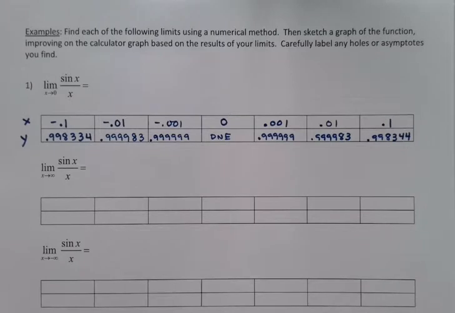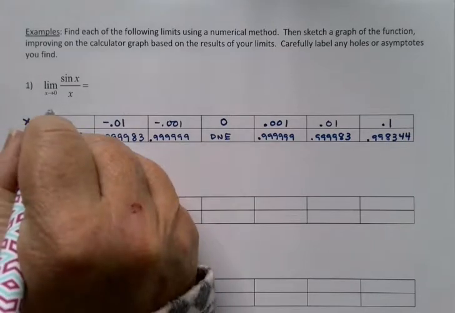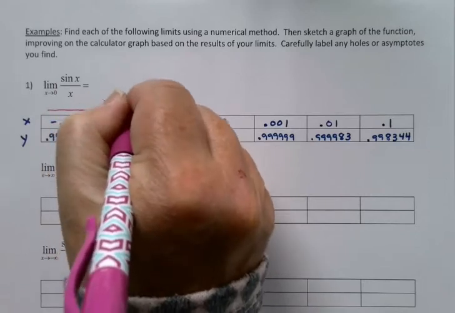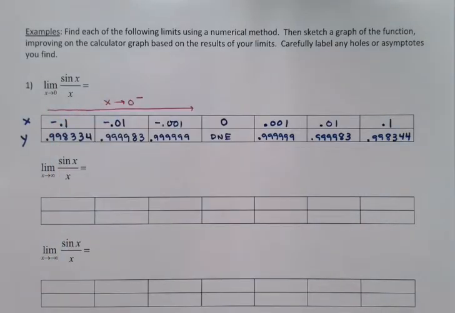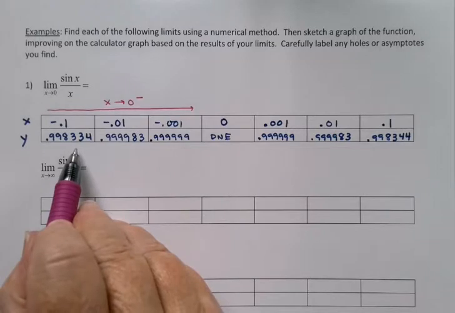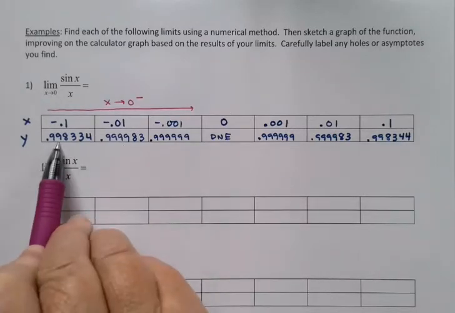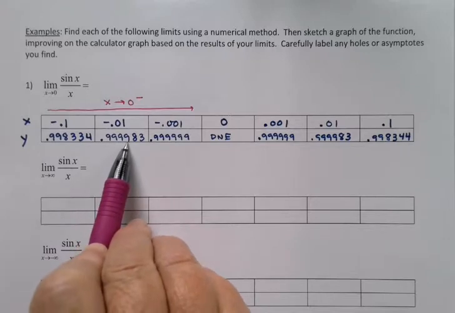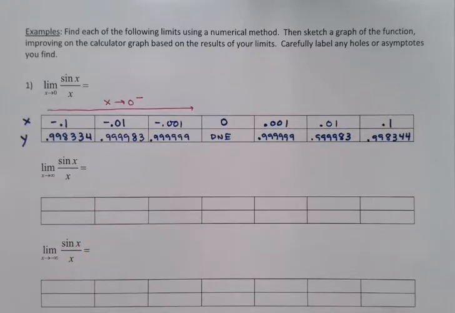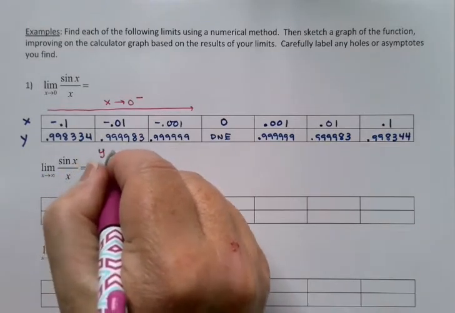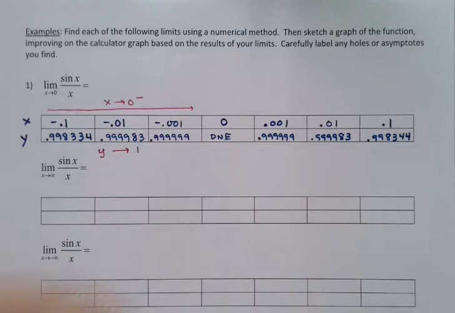I'd like to investigate the pattern. Again, finding a limit numerically is all about pattern. So notice what happens here. X is approaching 0 from the left on this side, and I'm going to notice these y values seem to be getting closer and closer to 1, right? 0.99 and then 0.9999, and now there's 6 nines. So I can see that the y values appear to be approaching 1.